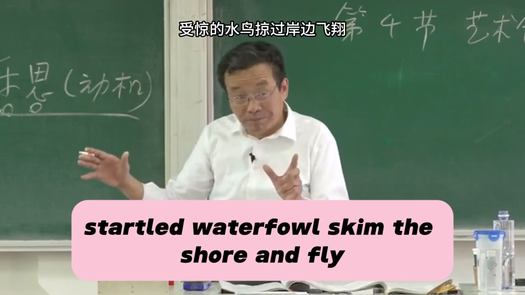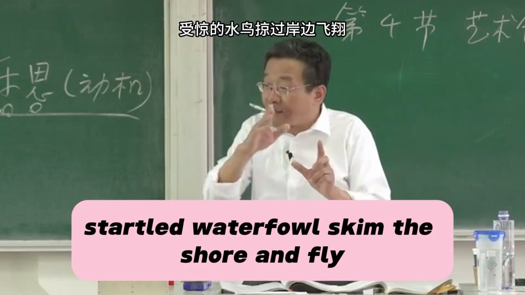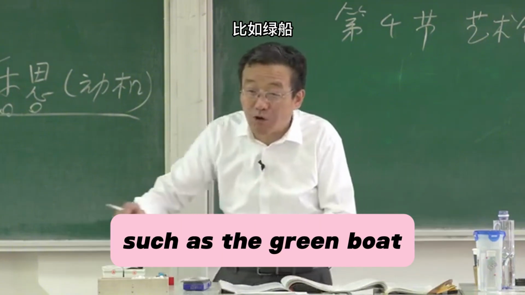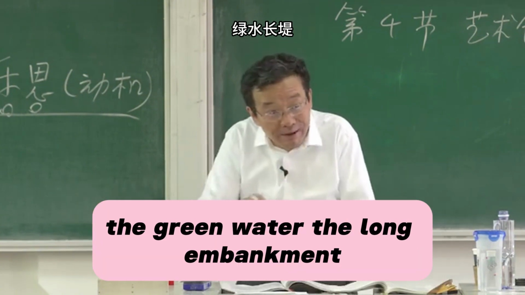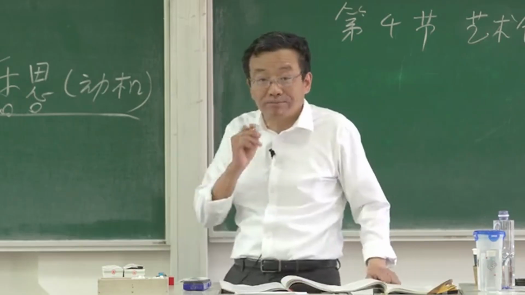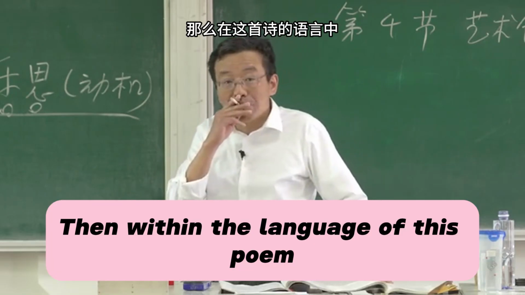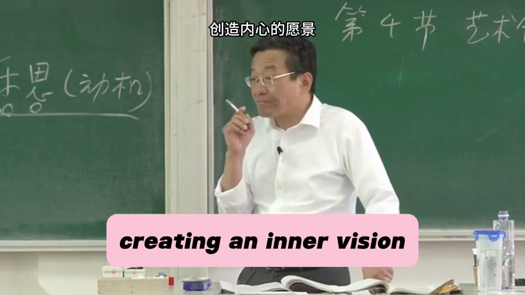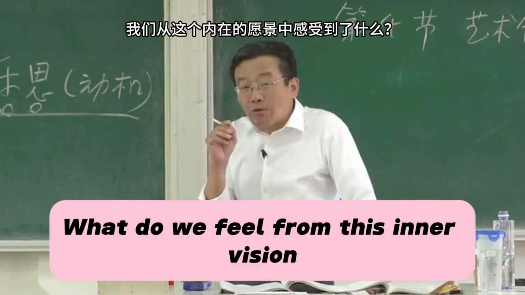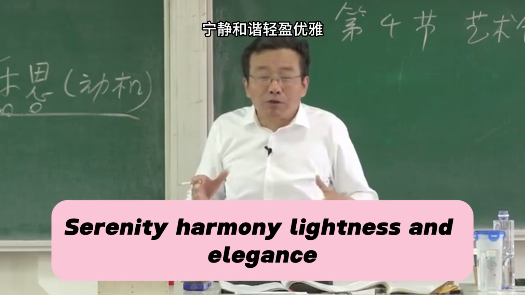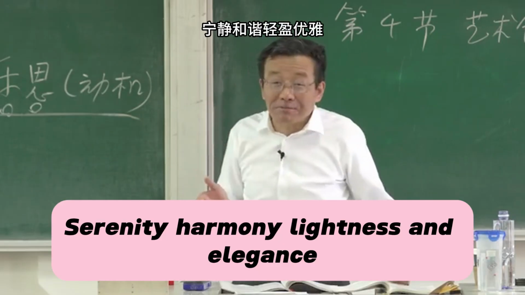Slight ripples, startled waterfowl skim the shore and fly," we encounter various physical images such as the green boat, the green water, the long embankment, the sounds of flutes and drums, and so on. Then, within the language of this poem, these physical images are linked with the movements and stillness, creating an inner vision. What do we feel from this inner vision? Serenity, harmony, lightness, and elegance.